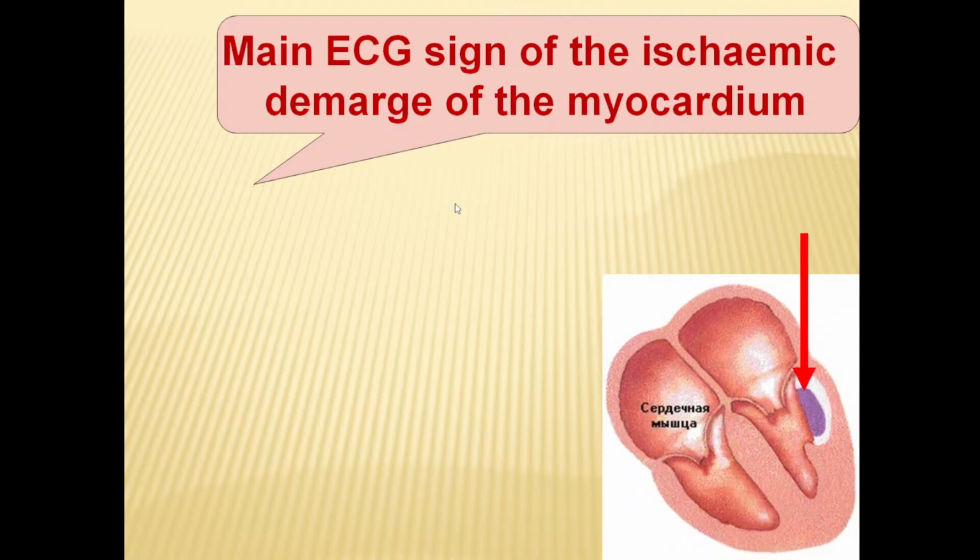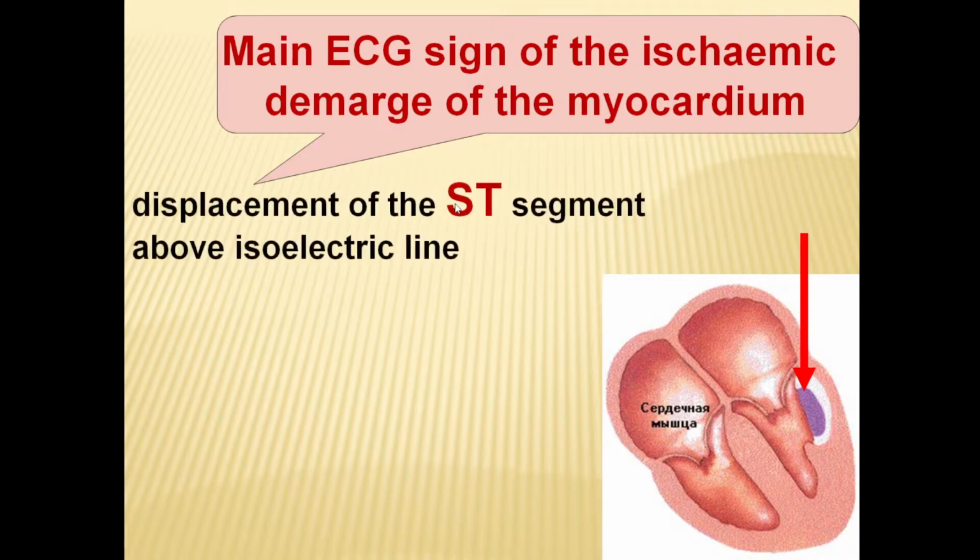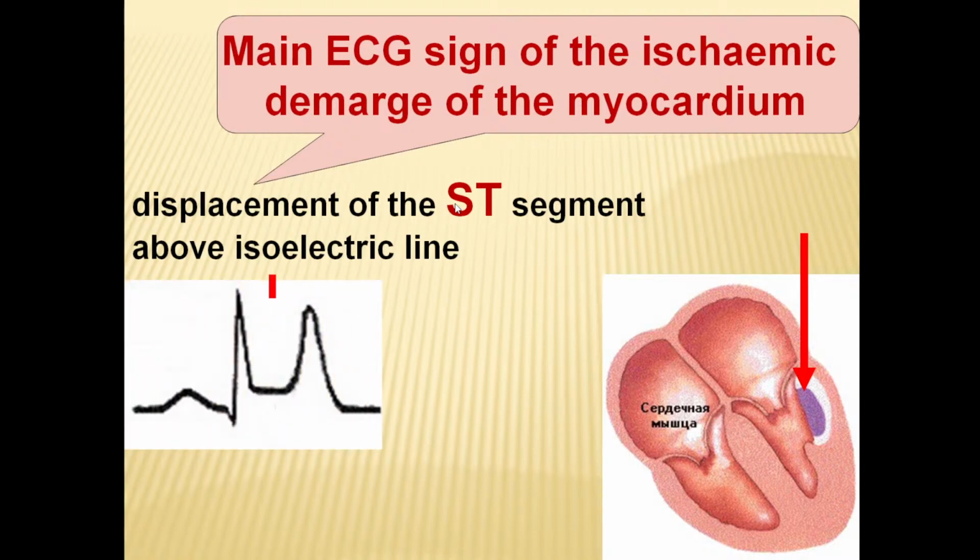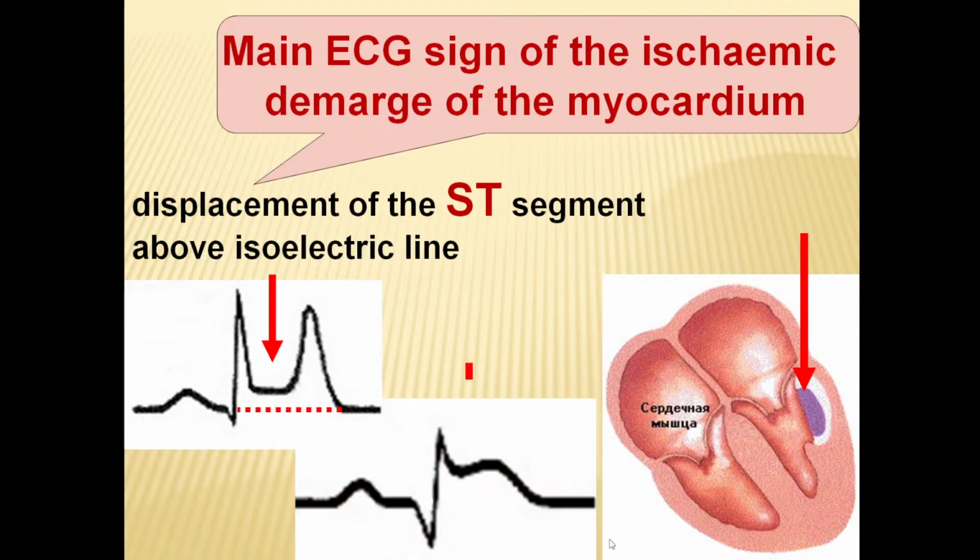If the process progresses, the next step will be damage of the myocardium. Damage of the myocardium is indicated by the position of the ST segment, which rises above the isoelectric line. Normally, if you remember, the ST segment must be compared with the TP segment, which must be on the same level. It must be isoelectric. Due to damage of the heart muscle, the ST segment moves up.